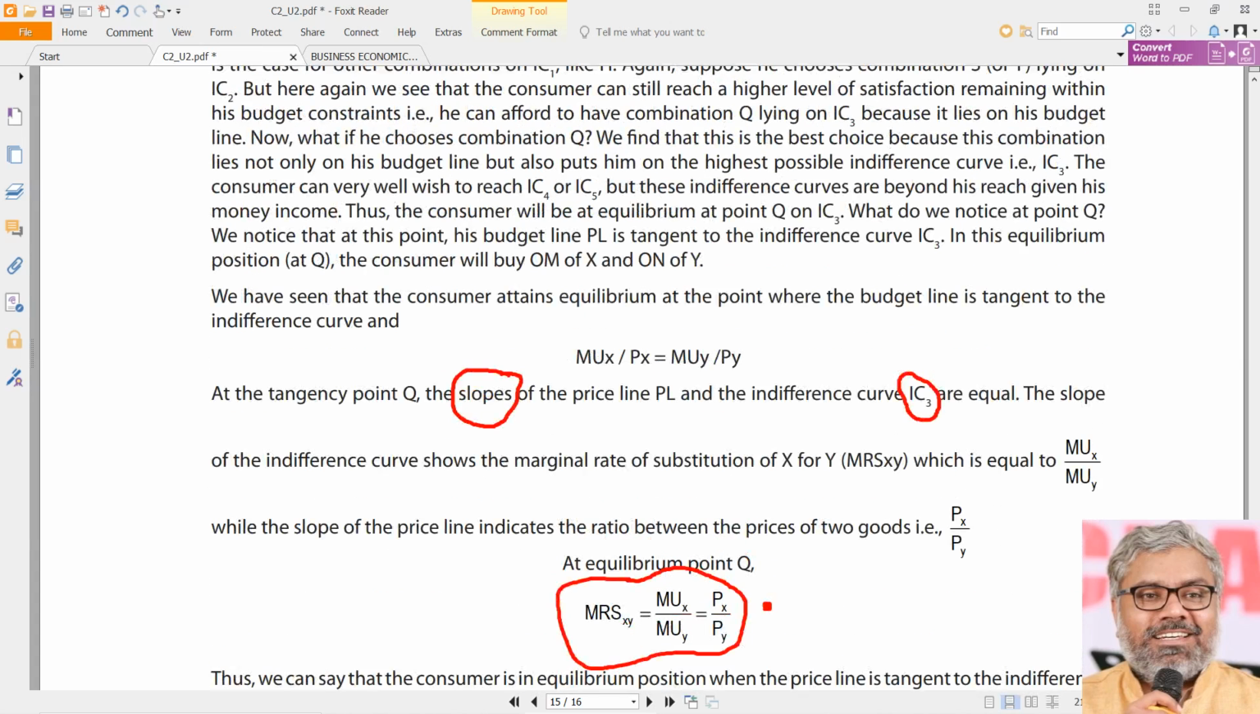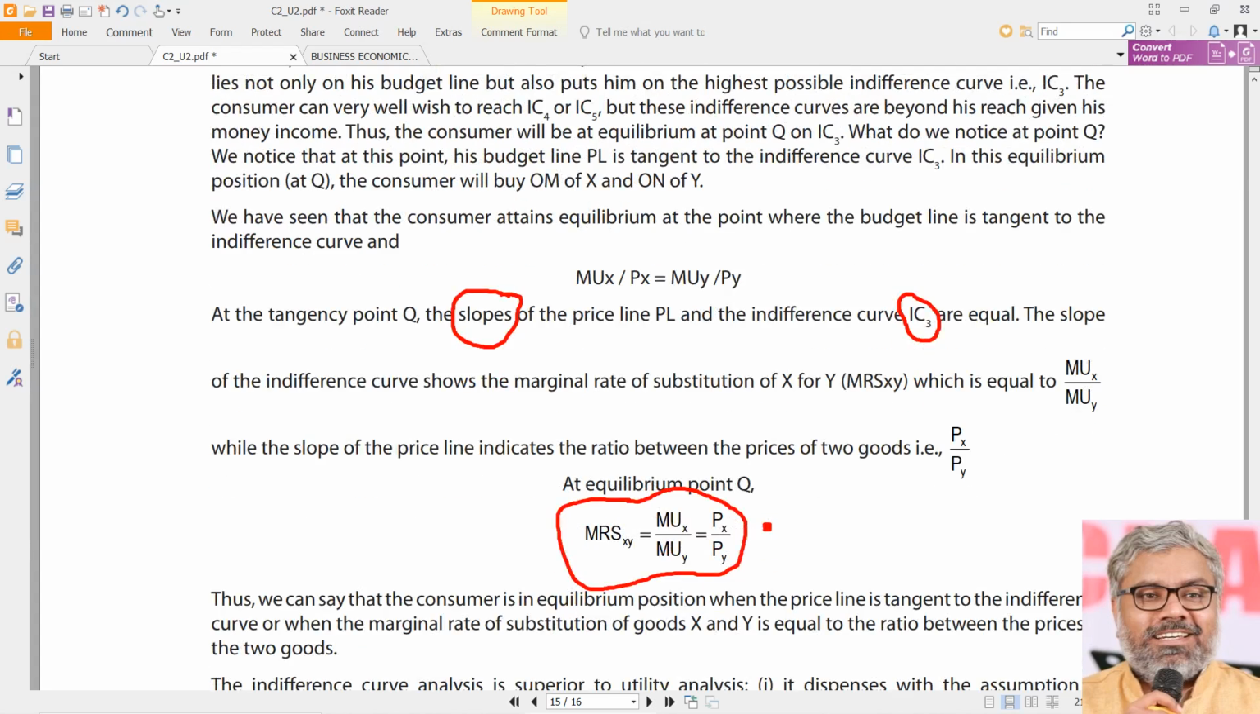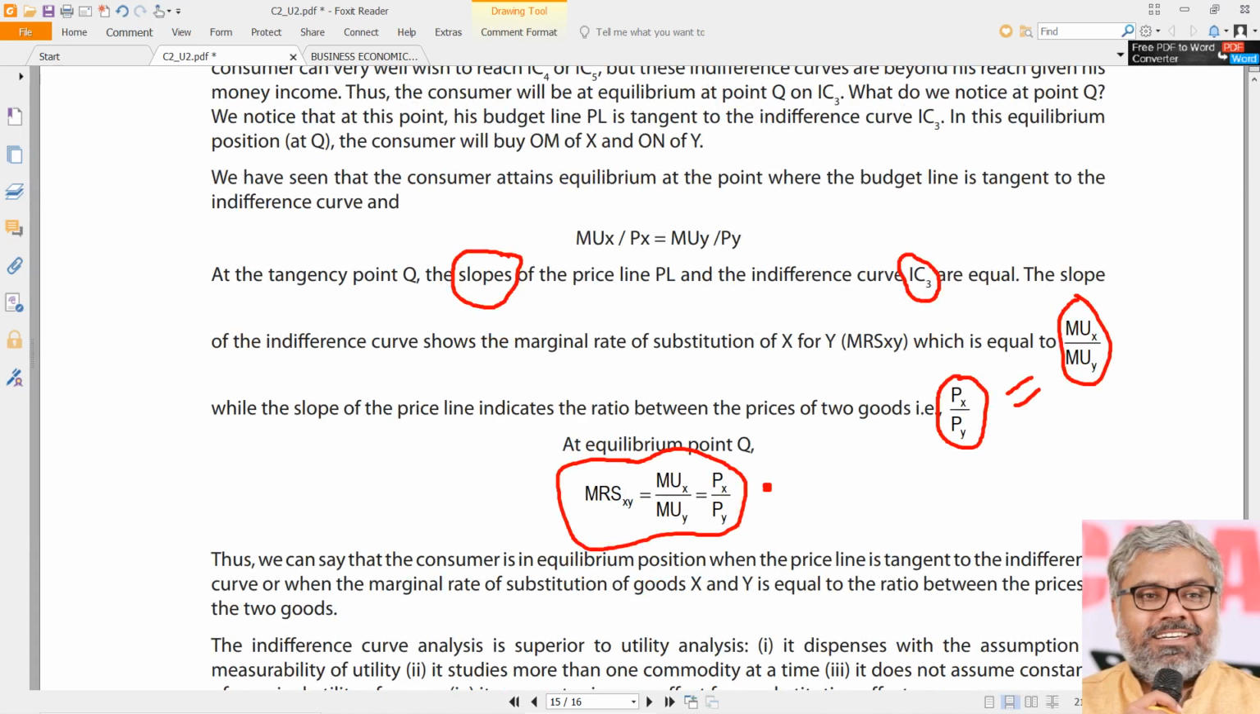In other words, we can use this another way. We have two words used already. Marginal rate of substitution is MUX divided by MUY. That's what is marginal rate of substitution. What is price ratio? That is called PX divided by PY. Then what is equilibrium? When these two are equal. The marginal rate of substitution is the same as the price ratio also. At the equilibrium point, these two things will be equal.